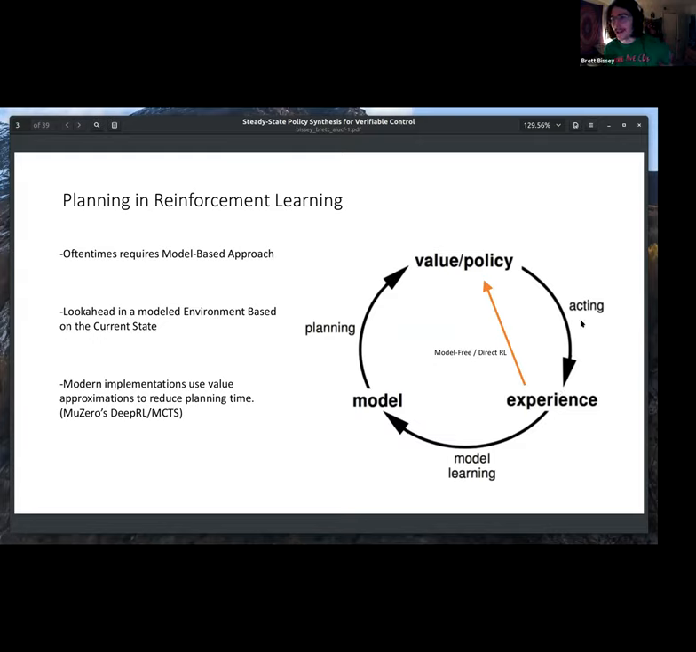Let's actually start at the acting. So this is your agent, and it acts, and it does an action, and there's an experience. If you had a direct reinforcement learning, you would get a value policy straight from that experience, and it would continue acting, and it would just go in that loop on the right side with the orange arrow. But if you had a planning-based approach, a model-based approach, after that experience, you would build out your model, you would plan based on that model, and your value would be coming from that model rather than the direct reinforcement learning route.